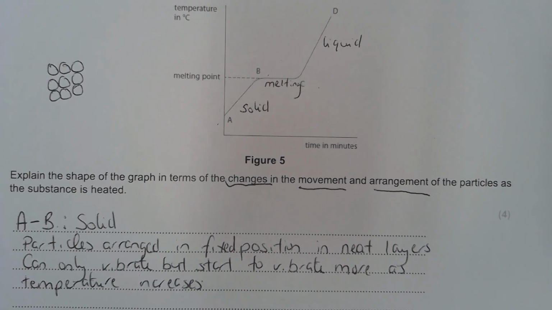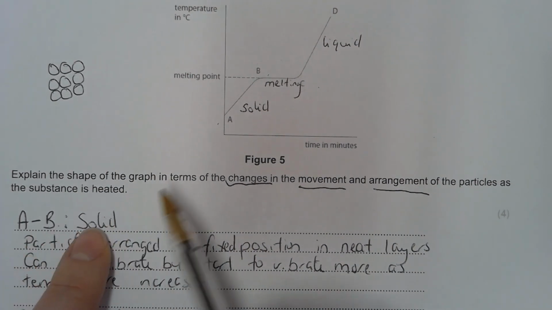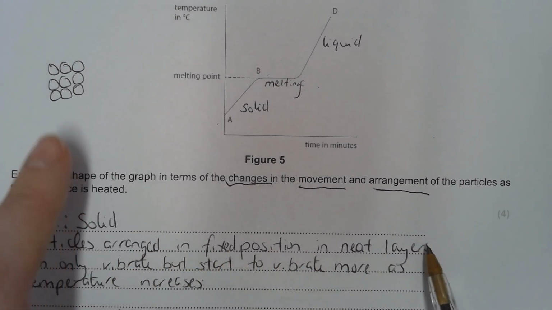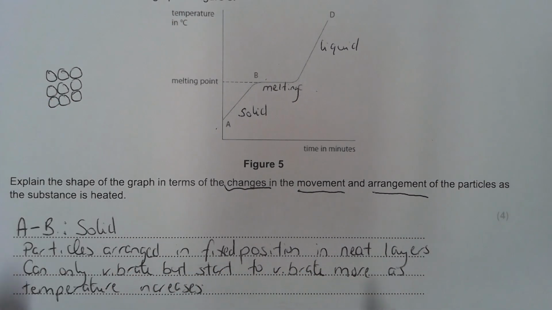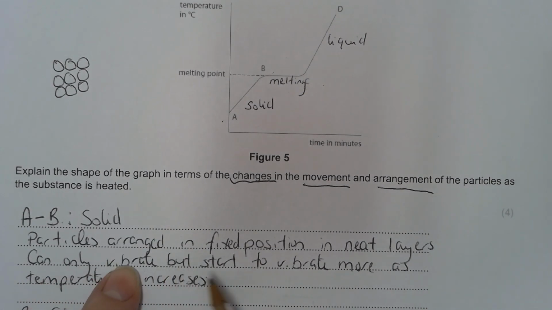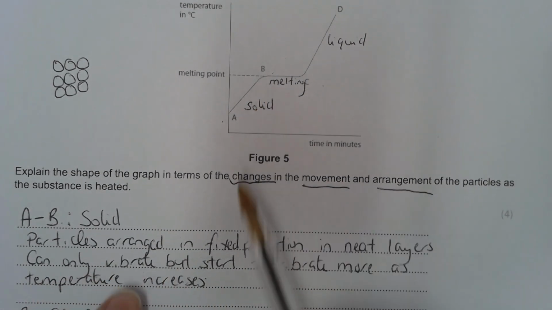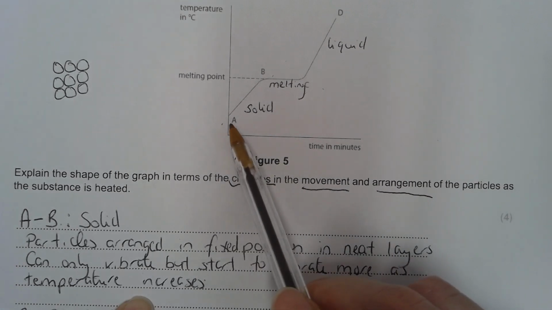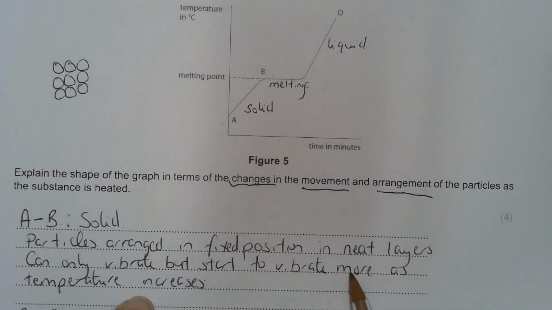So what I've written here is just for a solid. I've identified that between A and B it's a solid. I said the particles are arranged in a fixed position, they're in neat layers, just like what I've drawn here. I can say they can only vibrate, but they will start to vibrate more as the temperature increases. So I'm talking about the change as I'm going from A to B, they are starting to vibrate more.